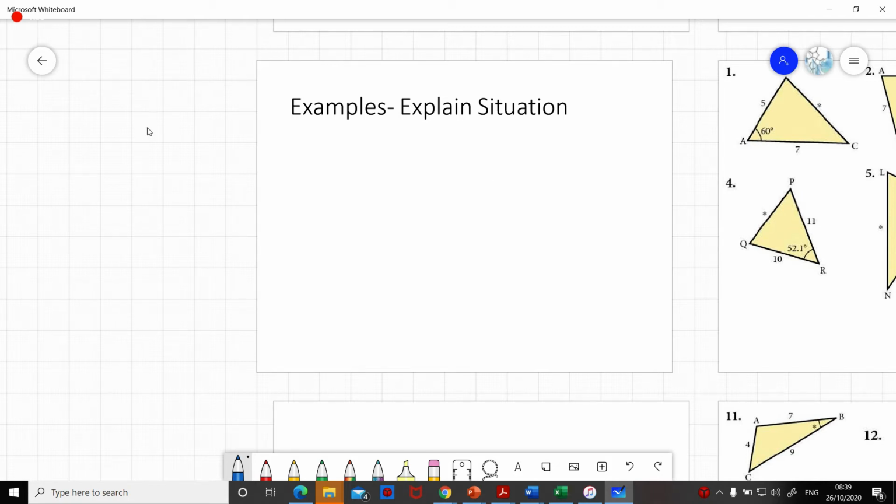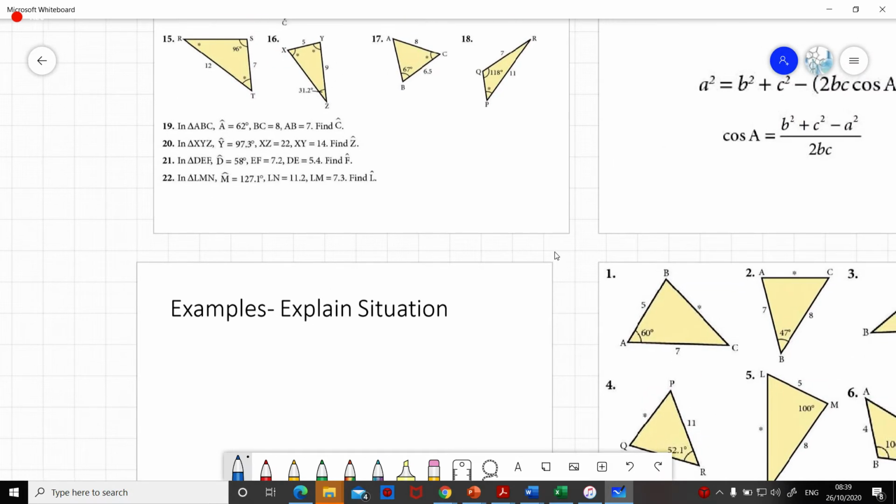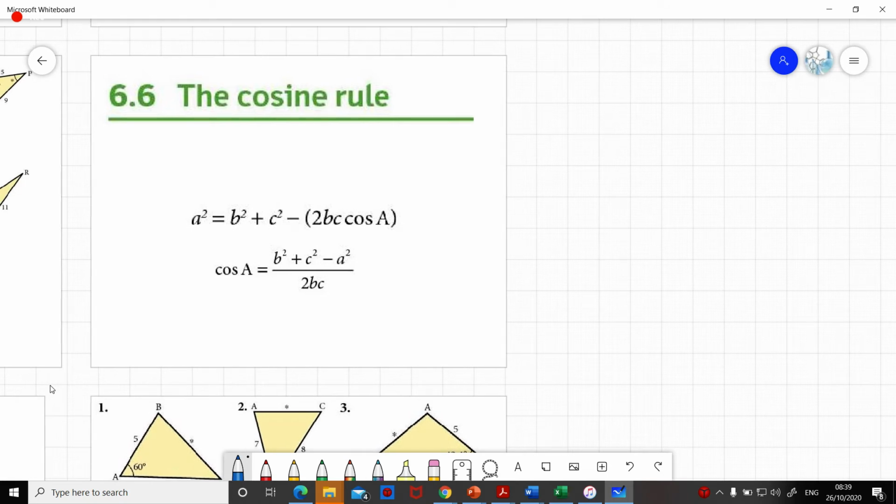So I thought I'd go through the cosine rule in two videos similar to the sine rule, to support you through this. So let's start with the cosine formulas. The cosine formulas look something like this.